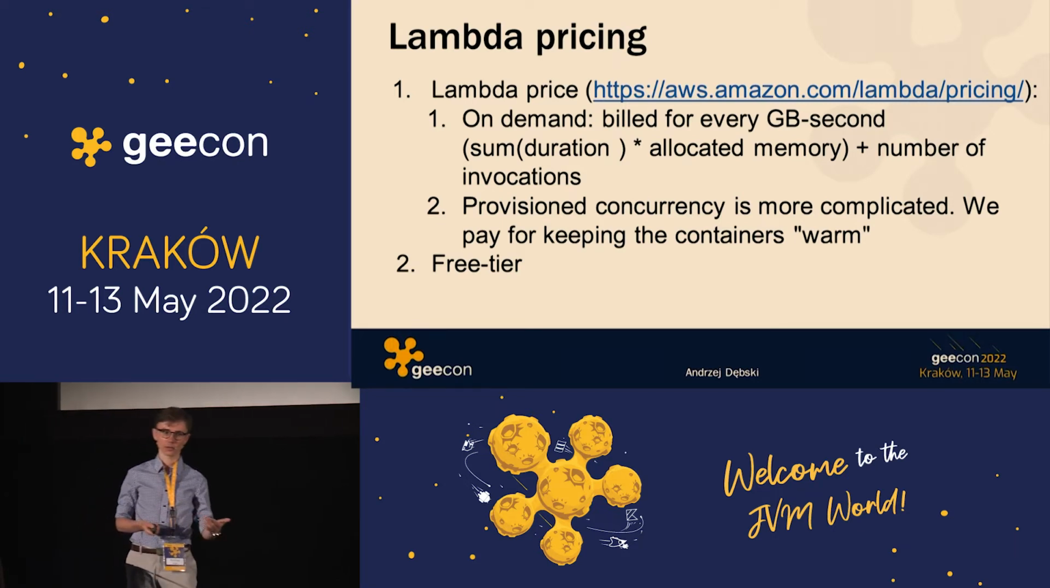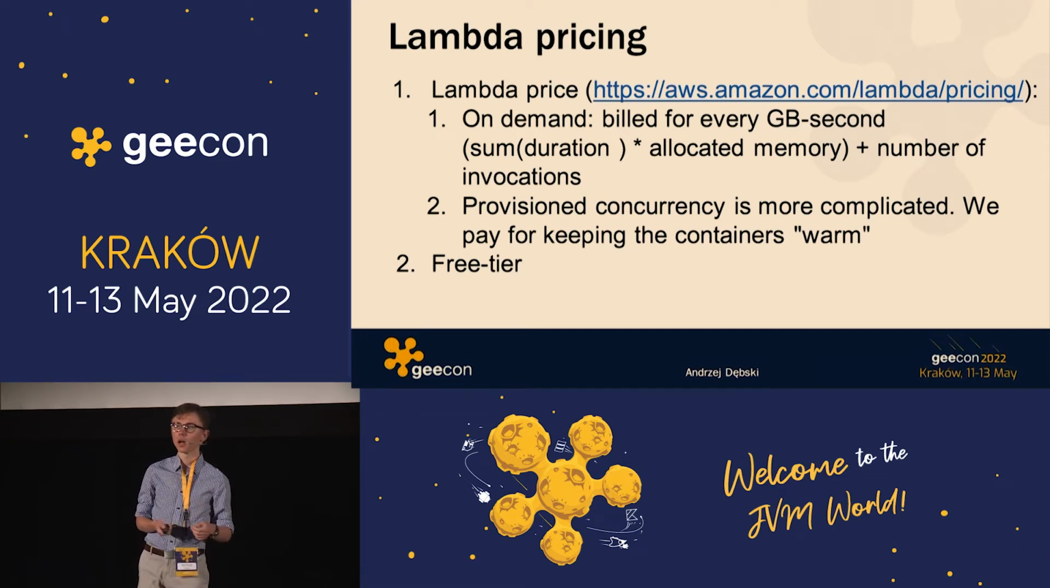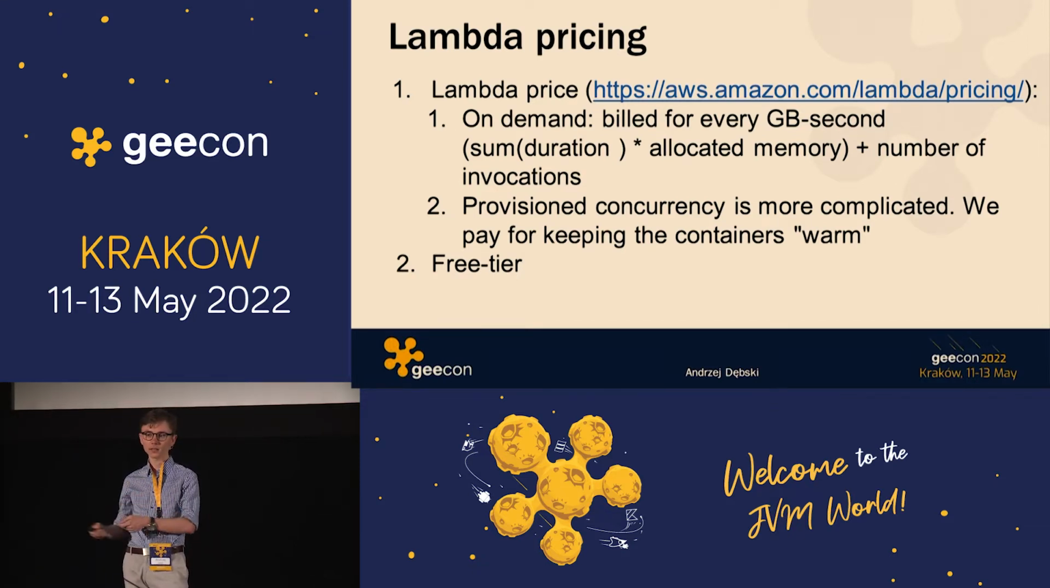If you use provisioned concurrency, you pay for keeping the given number of instances ready to handle requests. Again, you pay for gigabyte-seconds. And then you pay a different rate when the provisioned concurrency instances actually handle requests. Plus, you pay for invocations.